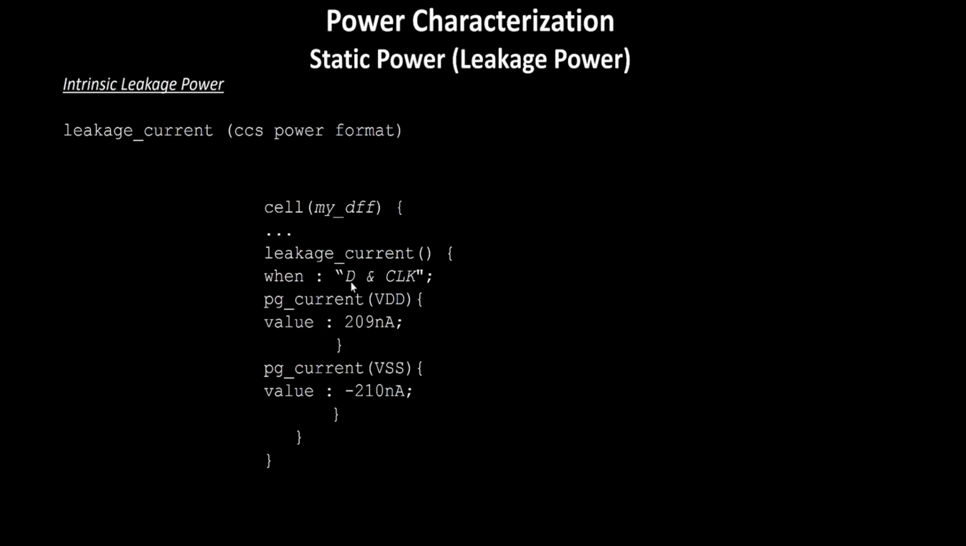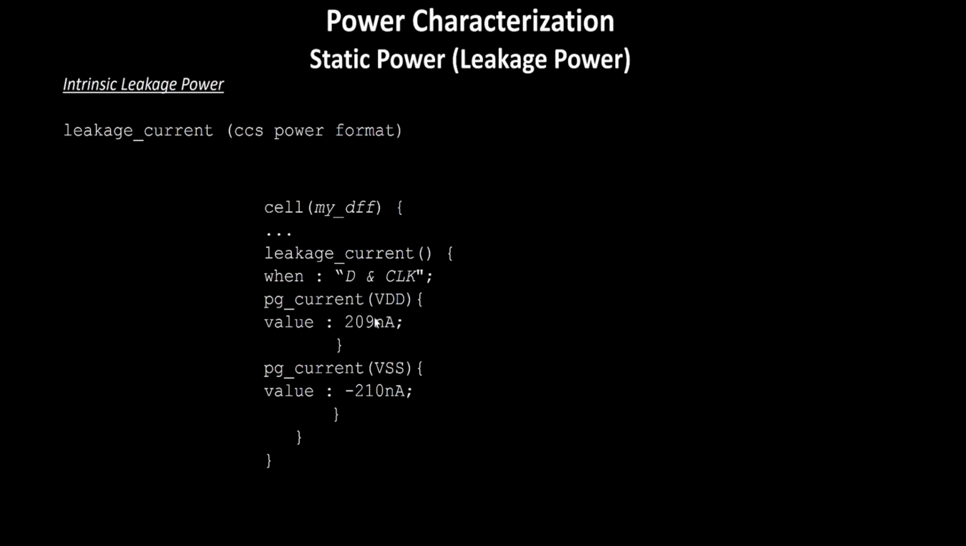Okay, so in this case, we are coming back to the situation that we were talking about. It is when D and clock are equal to high. Whenever your D and clock is high, the PG current VDD, the positive value of the current, will be 209 nanoamps. That is the value that I have just put.